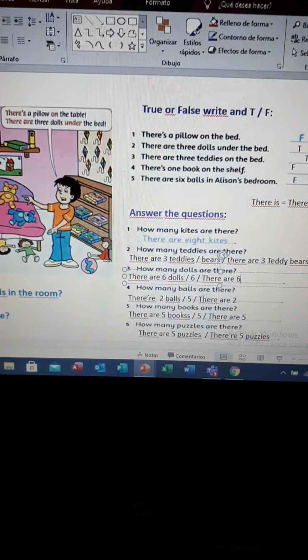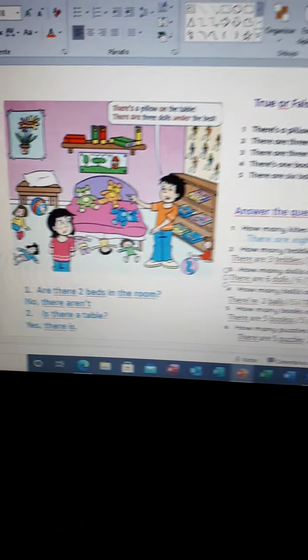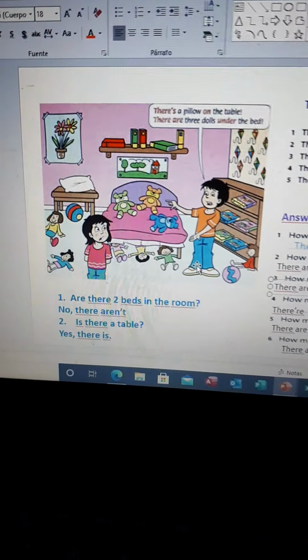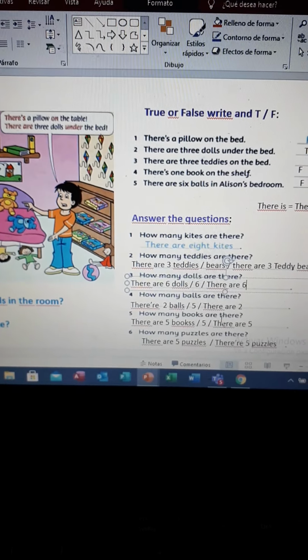How many balls are there? We have 1 and 2 balls. So there are 2 balls, okay? Or just there are 2, okay? So both answers are correct.